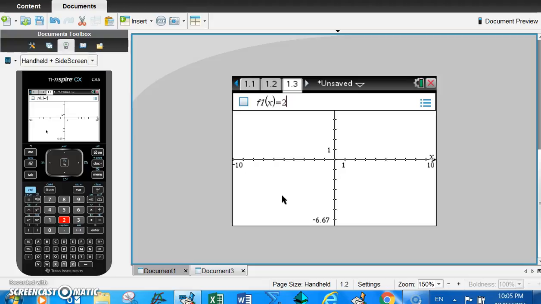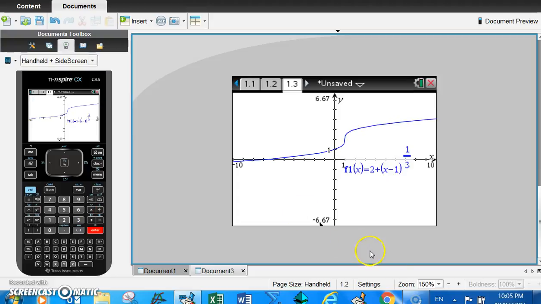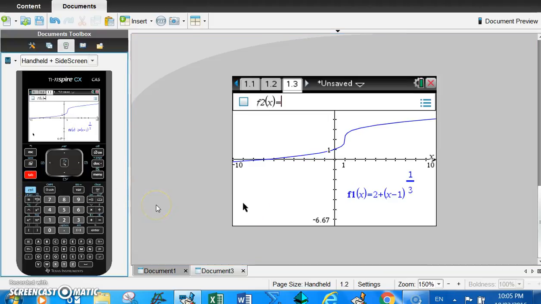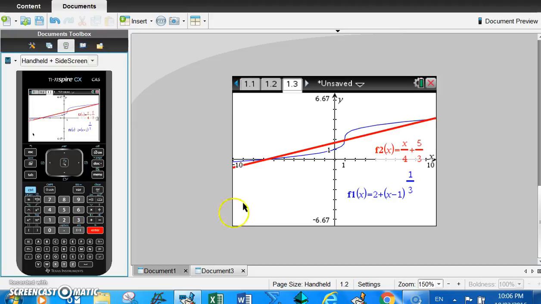So supposing we had 2 plus x minus 1 to the power of 1/3. And we wish to superimpose a straight line on that so that it cuts at 3 points. So we go to Tab and then type in, we won't want a great deal of slope here, so x on 4 would be adequate, plus 5/3. And we don't want to go up too high, that should be about right. So we have 3 points of intersection here.